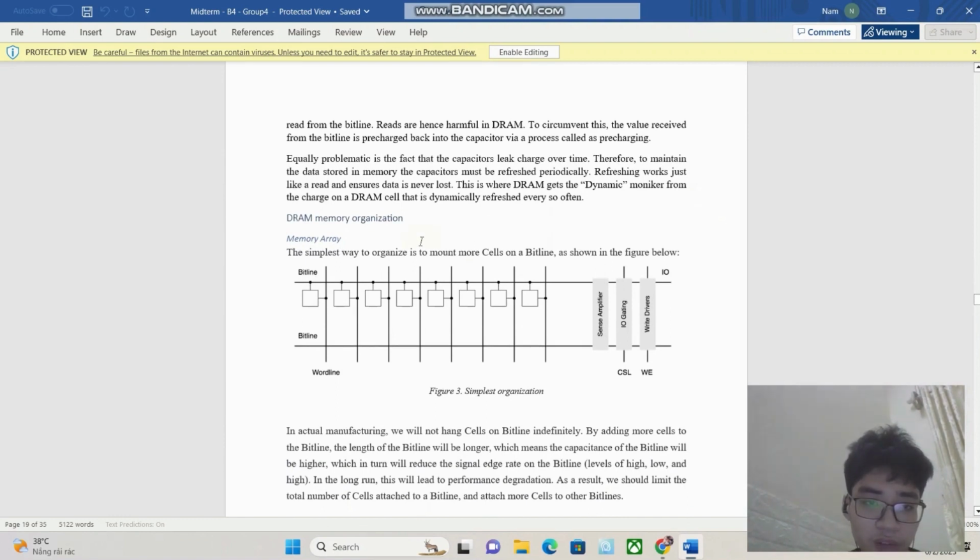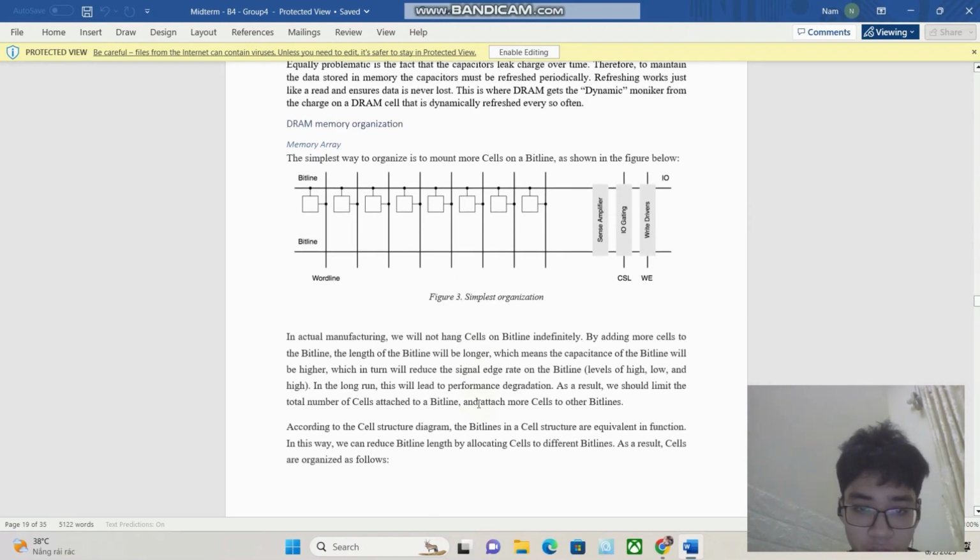The first is the memory array. The simplest way to organize is to mount more cells on a bit line, as shown in the figure below. In actual manufacturing, we will not hang cells on a bit line indefinitely. The length of the bit line will be longer, which means the capacitance of the bit line will be higher, which in turn will reduce the signal edge rate on the bit line, the level of high, low, and high. In the long run, this will lead to performance degradation.